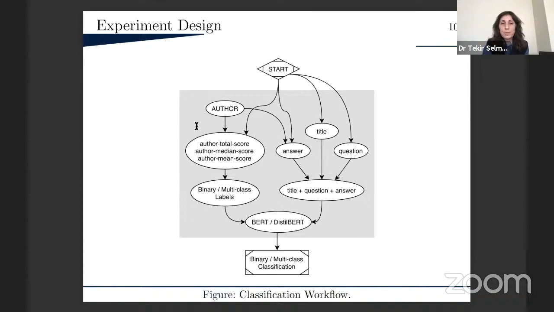When we return to the left part, generating class labels for this problem was also the responsibility of the solution. We calculated author total score, author median score, and author mean score in order to determine binary and multi-class labels for those authors. As a classifier, we relied on state-of-the-art BERT and DistilBERT language models. This was the classification solution we constructed for the problem.